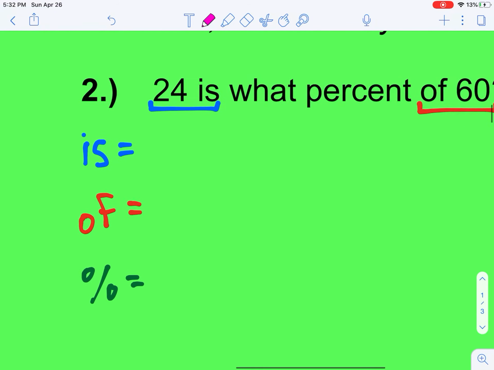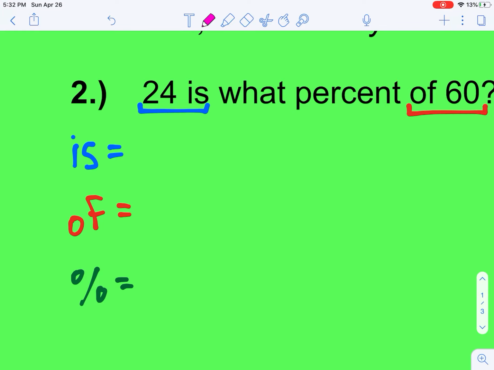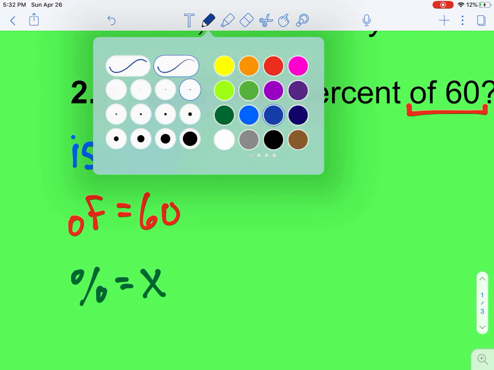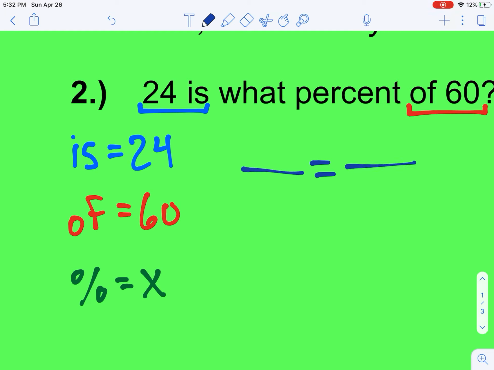Let's take a look at another example. 24 is what percent of 60? So I don't have a percent, that's what I'm looking for, so that's going to be my x. My problem starts by saying 24 is, so my is equals 24, and my of is going to be 60. Now I can set up my proportion, starting with 100 in the bottom right-hand corner, and my variable is going to go above because I don't have a percent.